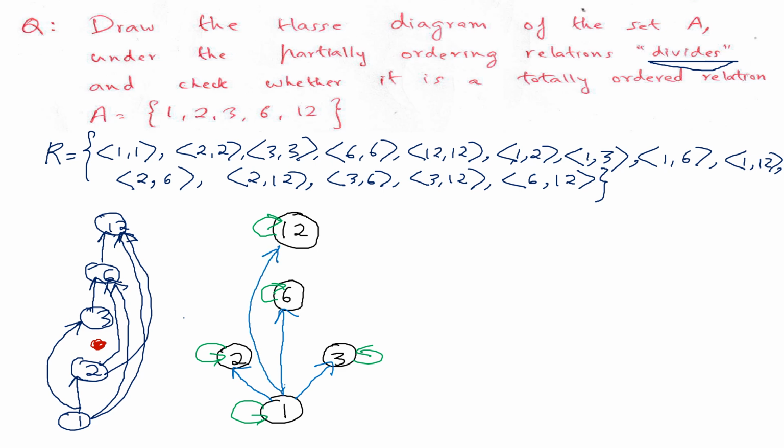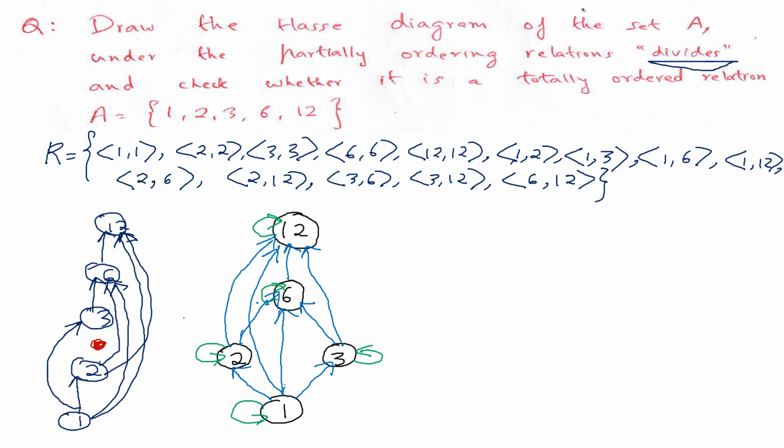Okay. After that 2 comma 6. 2 comma 6 is here like this. Then 2 comma 12. 2 comma 12 is there. After 2 comma 12, then we have 3 comma 6, see, like this. Then 3 comma 12. Then 6 comma 12. Okay. Now here this is not complete.